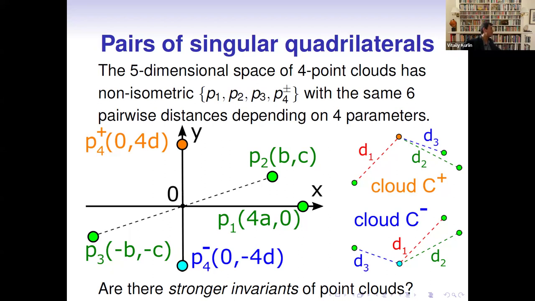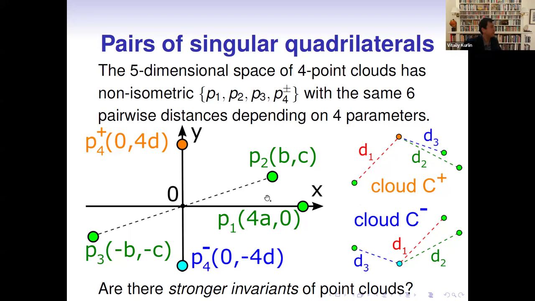Yes. Because we are at actually the most interesting moment in the whole presentation. So here you see an infinite family of pairs of quadrilaterals, or more exactly, clouds of four points that have exactly the same six interpoint distances between them. Six interpoint distances, exactly the same.